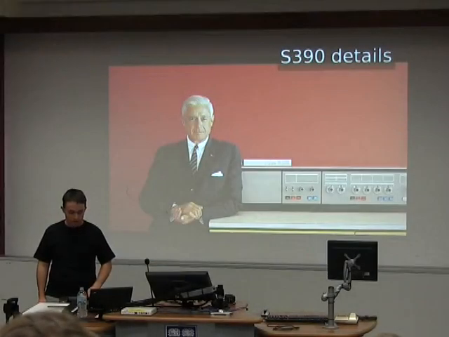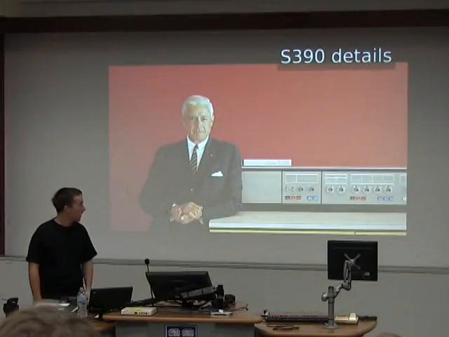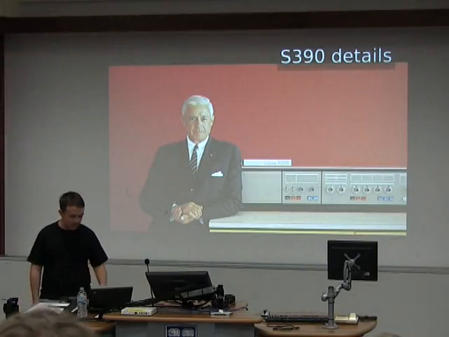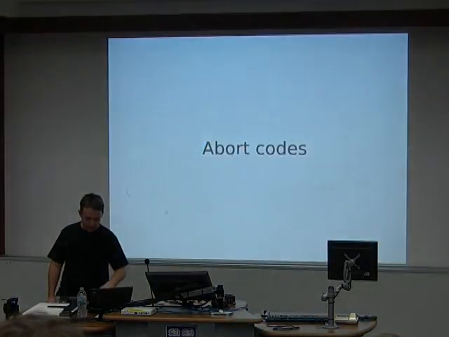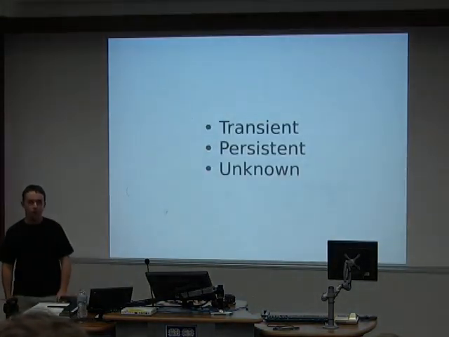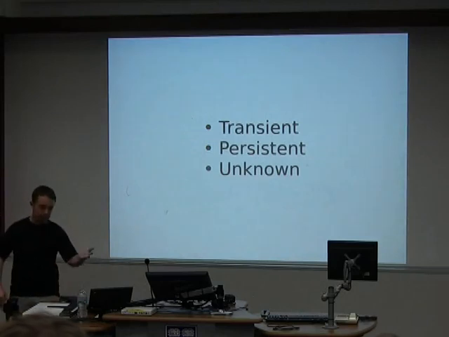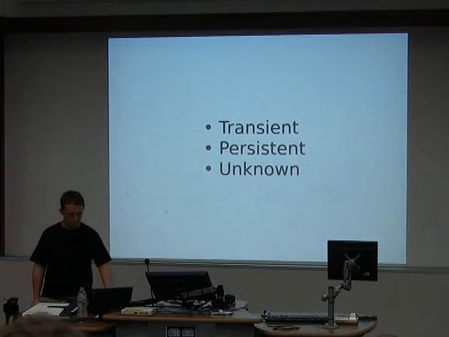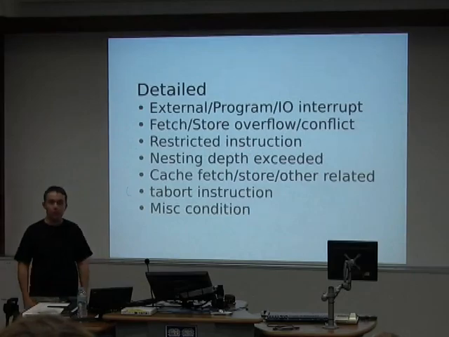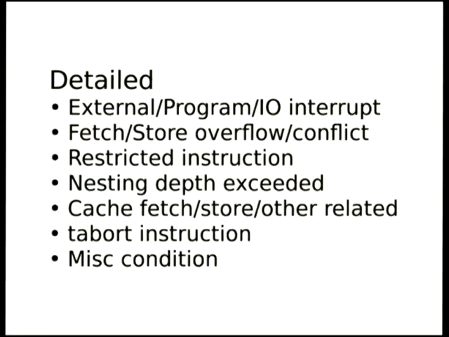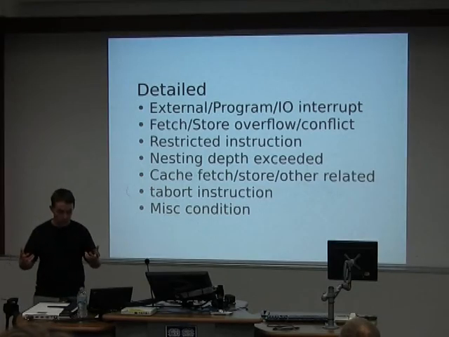We have some S390 details. Abort codes: they have some higher level abort codes, whether they think it's transient, persistent, or an unknown fault. And then a bunch of other good stuff. It'll tell you what sort of interrupt caused you to abort. You have fetch and store overflow and conflict bits. The fetch and store is really interesting because this is exposing these read and write sets out to users. You can see which of those two sets you've actually overflowed.